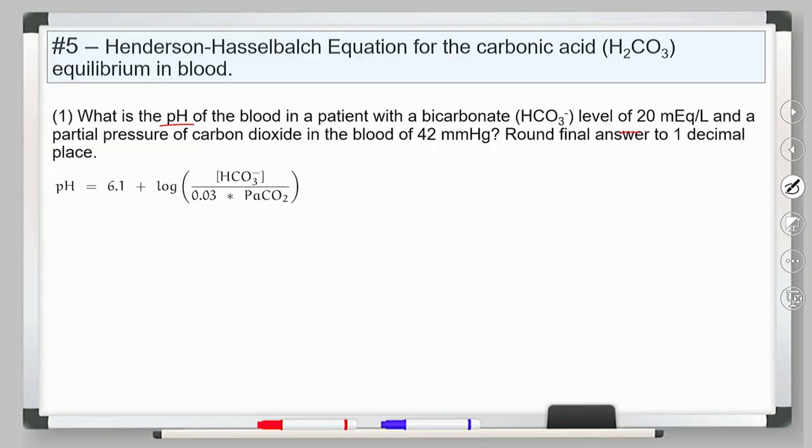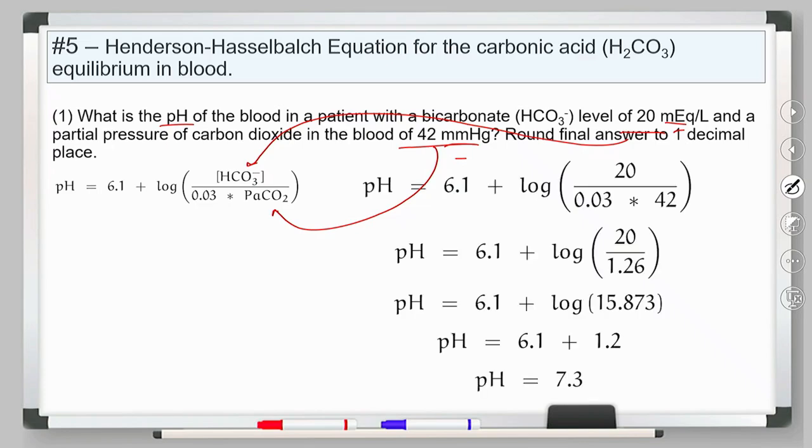If I tell you that the bicarbonate level is 20 milliequivalents per liter, and that the partial pressure of the carbon dioxide in your blood is 42 millimeters of mercury. And these are the correct units. I wouldn't mess with you on units on the exam. I'll give you the appropriate units to use this formula. But let's see if you can solve for it.